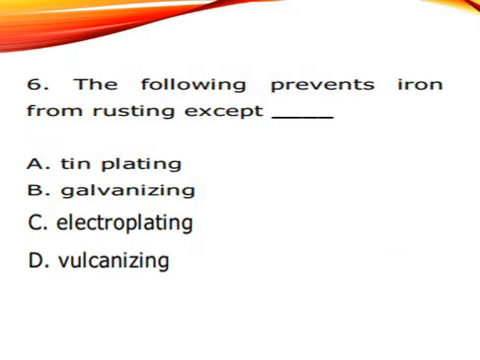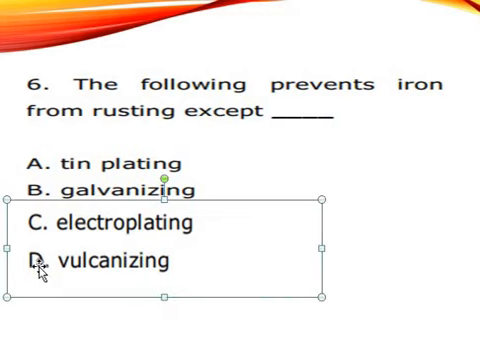Then question 6 says, the following prevents iron from rusting except A, tin plating, B, galvanizing, C, electroplating, and D, vulcanizing. Actually, there are a number of ways through which you can prevent iron from rusting, and among them we have painting or electroplating, galvanizing, and even tin plating, that's coating with tin. But then vulcanizing is not even associated with iron. Instead, it is associated with rubber. So since we're asked to remove the exception, your answer is D, vulcanizing.